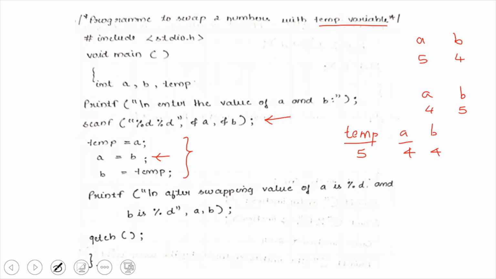And as the last step, the value of temp is copied to B. So this value is now copied to B and hence A will be 4 itself and B will be 5. So now you can see the values are exchanged. A gets the value 4 and B gets the value 5. So this is how you change the values using a temporary variable. After that, we could print the values.